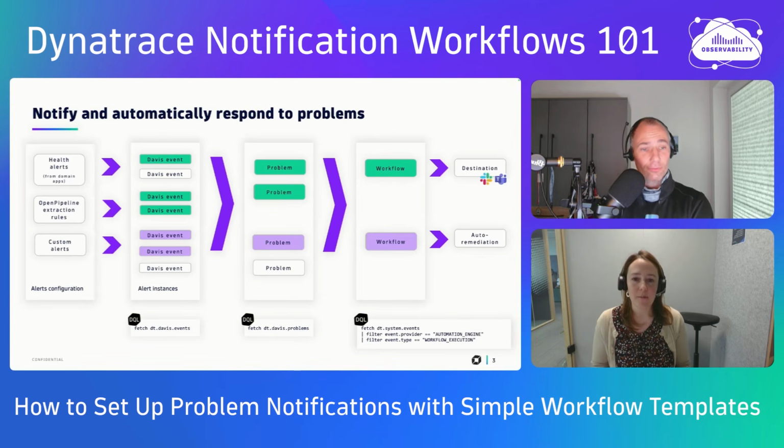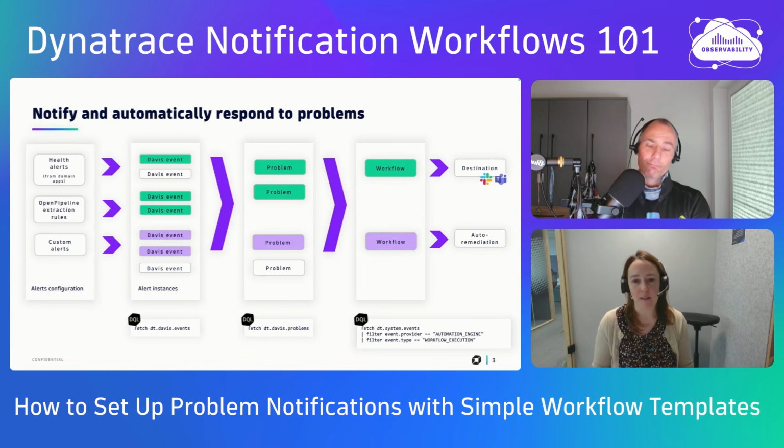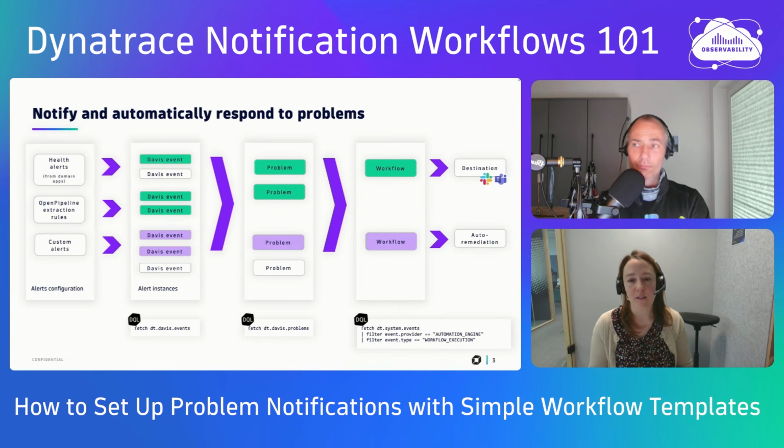So you have that problem, and now it's always the question, which problem are you interested in and what do you want to do? So a first step in the automation journey is to get a notification that a problem is happening. And this is what we are going to look at in more detail today. But it could be also that you want to react to a problem by starting an auto remediation. And in both cases, notification or automation, workflow is the tool for that in Dynatrace.